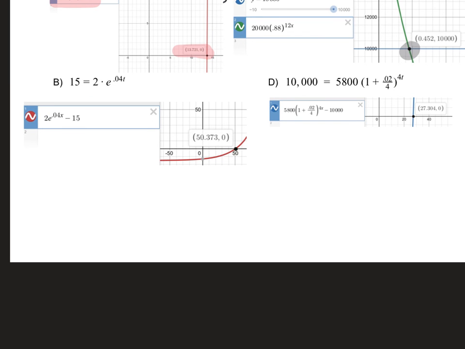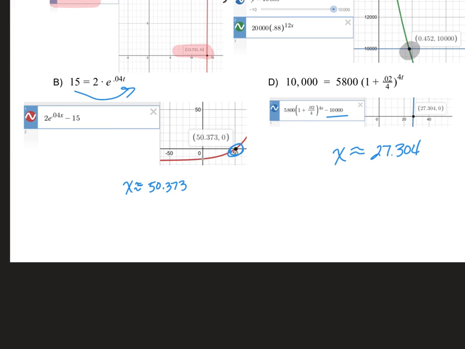And the last two, I'm just going to pop the equations up here and show you the result. See, I moved the 15 to the other side for this one, graphed it, saw that it crossed at 50.373. So my x is approximately, not equal, is approximately 50.373. And on D, again, there's the graph. See, I moved the 10,000 over. I see that it crossed at 27.304. So that is my solution.